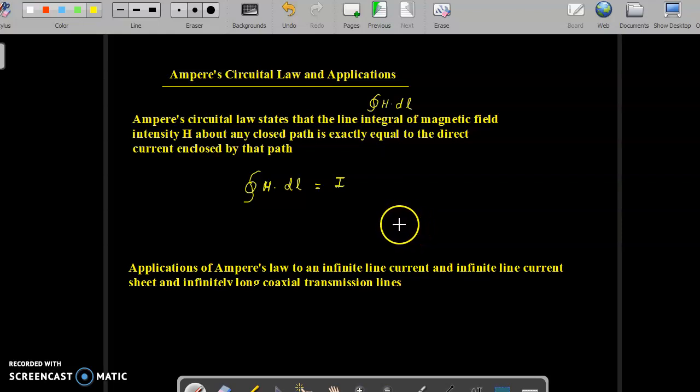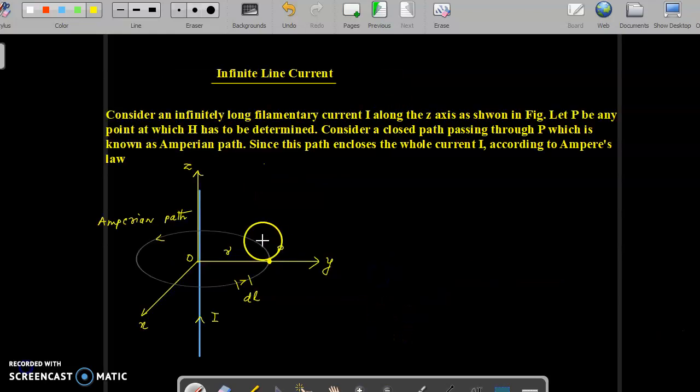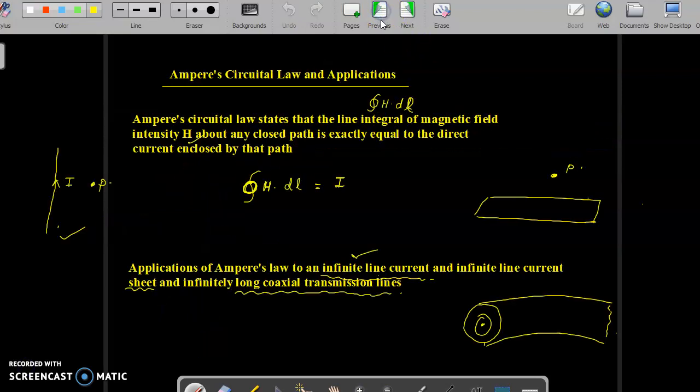So what are its applications? Its application is not limited to this. There are endless advantages of using this theorem, and a few are listed here. We can find out the magnetic field intensity due to an infinite line current, an infinite line current sheet, and infinite long coaxial transmission lines. This is one of the applications of Ampere's circuital law we have discussed before.